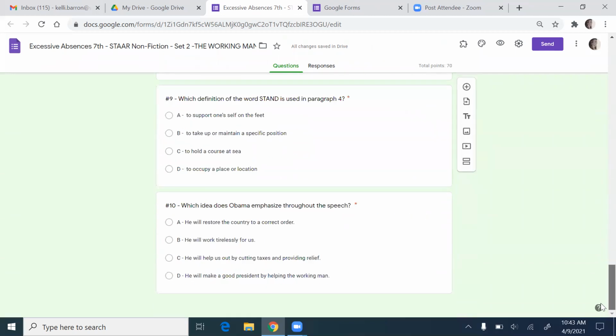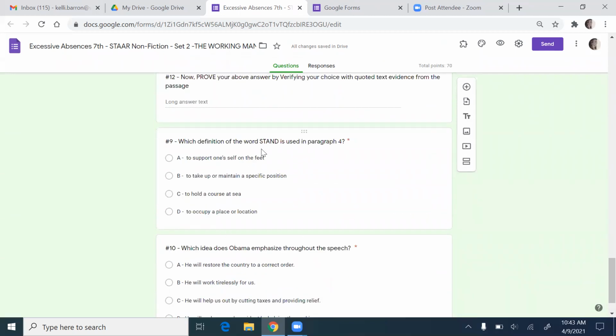So in that case, we're not talking about standing up, so it's not A. We're not talking about taking a specific position to hold a course at sea, nothing about C, to occupy a place or location. Not about a place or location. So it's got to be B. It's about a position. Okay.